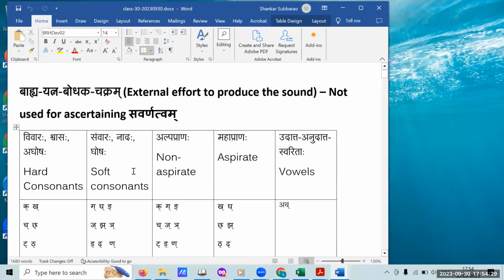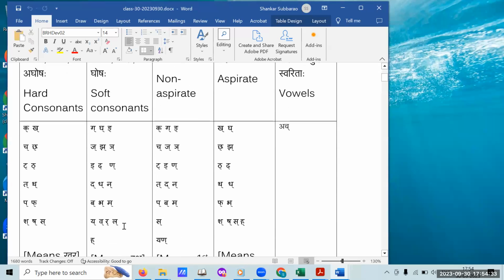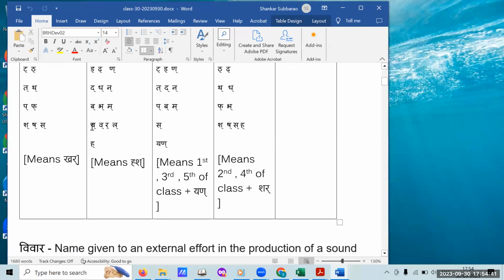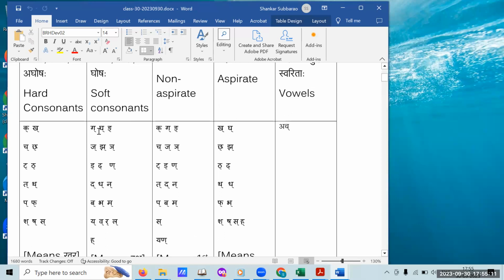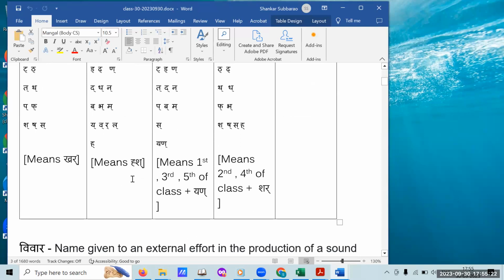All right. What is Ghosha? Samvara, another Ghosha. They're called soft consonants. What do they include? First, third, and fifth of a class plus yan plus ha. What will it amount to? You can just say hash. Ha, ya, va, ra, la, and the fifth letters, jhabagadadash. Are you with me? This is called hash. So what will it be? Fifth, fourth, and third of the class, and yan and ha are all called soft consonants.